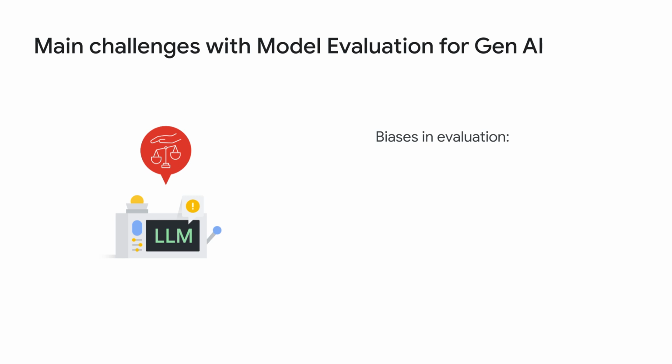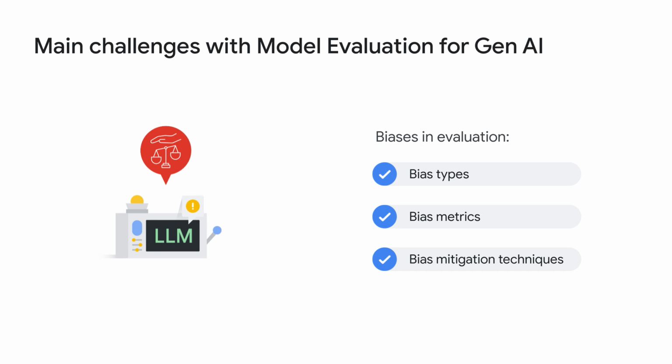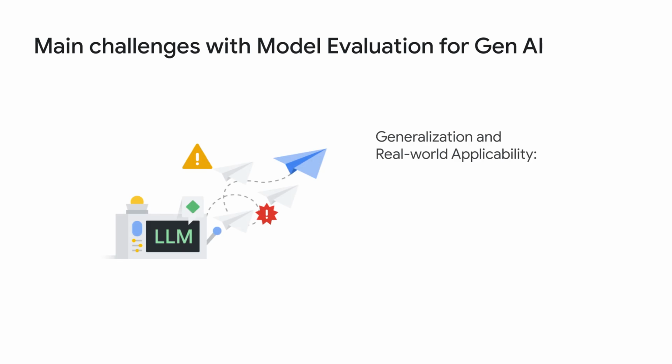Bias in large language models is a serious concern, leading to unfair outcomes and amplifying social inequalities. To ensure fair and ethical use of LLMs, we must provide bias detection and mitigation, carefully evaluating the impact of different techniques. Benchmarking LLMs is essential for generalization and real-world applicability.